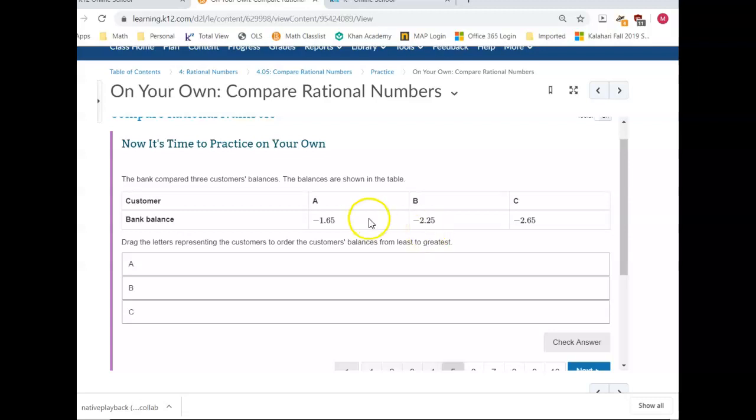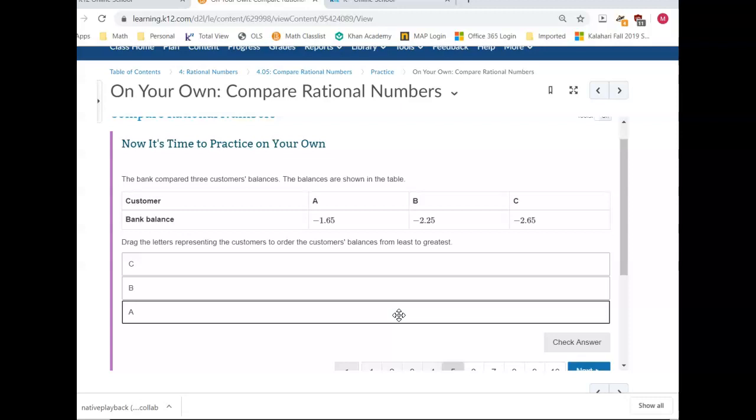So the smallest number I see here is -2.65. -2.25 is a little bit larger. It's a little bit closer to 0 to the right. -2.65 is the smallest, and we want least to greatest. So C would be the first thing here. And then -2.25, so B, then the smallest balance.